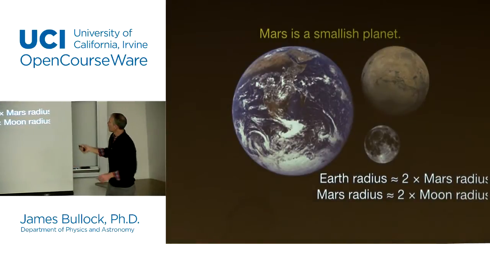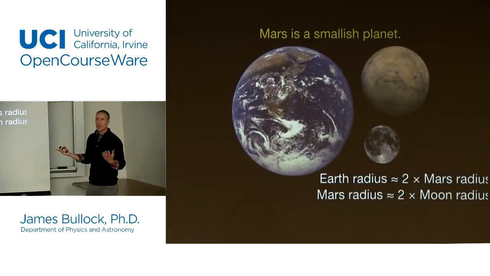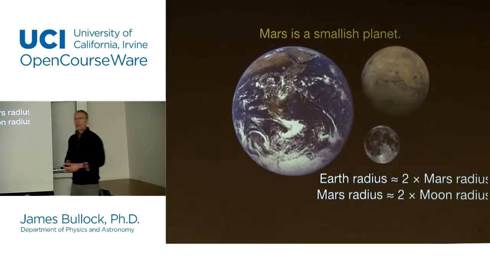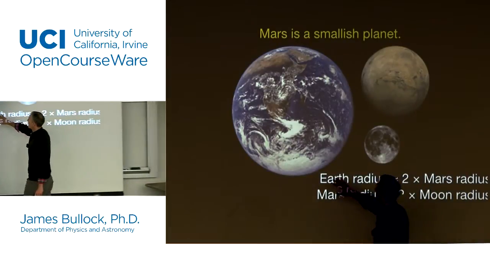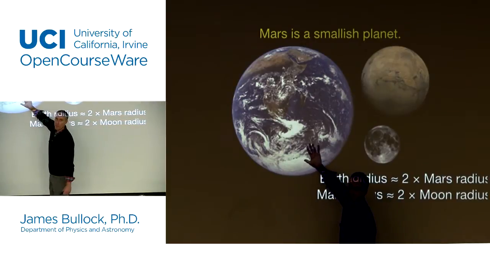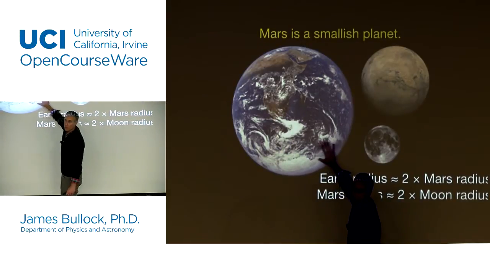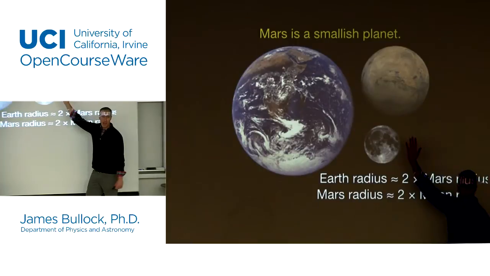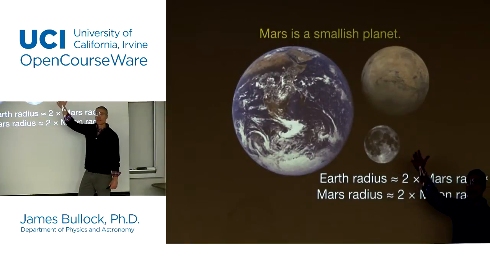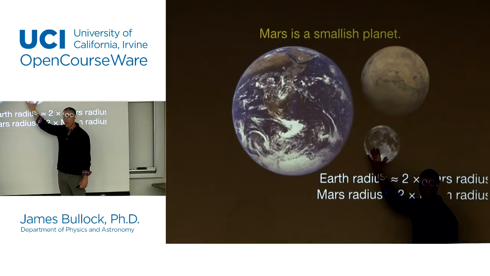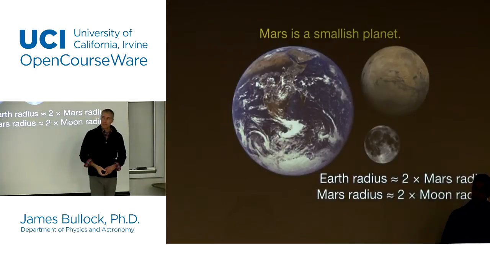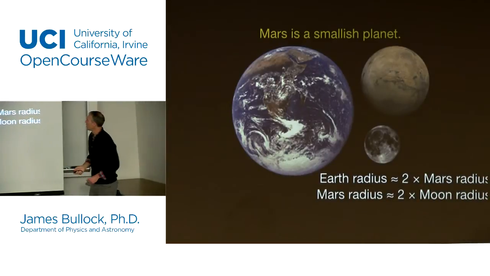So while you might look at these two planets and think they're not that much different, it turns out that being as big as the Earth, we think, has been pretty important for the history of the Earth compared to being something just half the size in radius. Of course, that's 2 cubed in volume, so it's a lot smaller in volume. Anyway, that's Mars. It's a smallish planet.